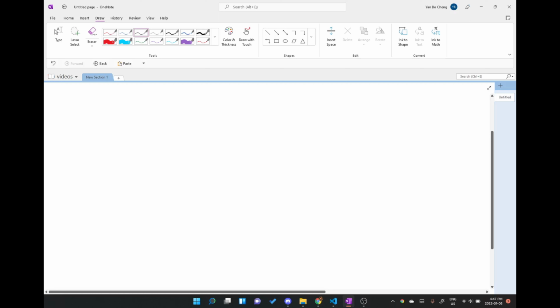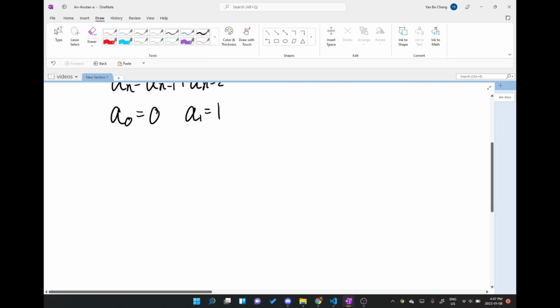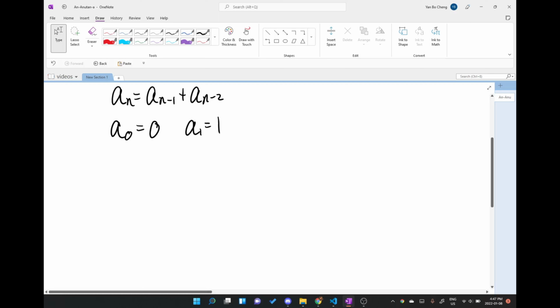Okay, so first things first, let's define the Fibonacci sequence. It is defined recursively by the following: a_n equals a_{n-1} plus a_{n-2}, with the initial conditions that a_0 is equal to 0, a_1 is equal to 1. Some people might argue that a_0 is equal to 1, but it doesn't really matter. You could just shift the indexes.